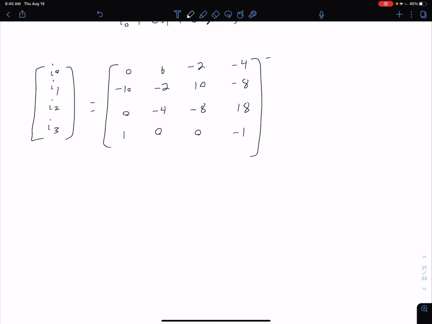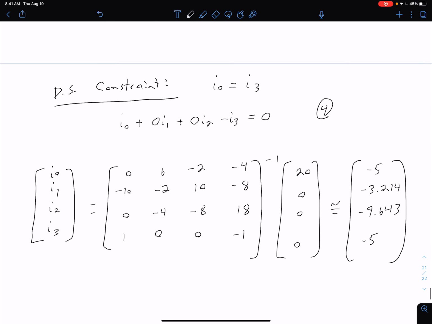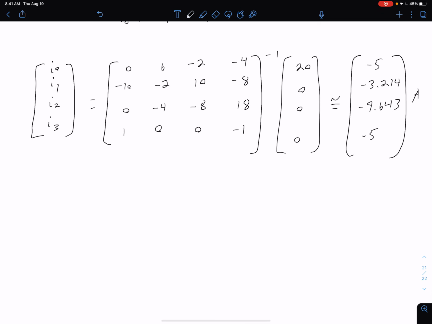We invert that, and we multiply by our constant matrix, which is 20, 0, 0, 0. Note, we just have the one term from our independent voltage source. We don't have any terms from our dependent source in this constant matrix. If we plug that in, we're going to get values for all 4 of those currents. So we get negative 5, negative 3.214, and these are approximate values, negative 0.9643, and negative 5. Because we had all of our values in ohms and volts, this is going to be in amps.